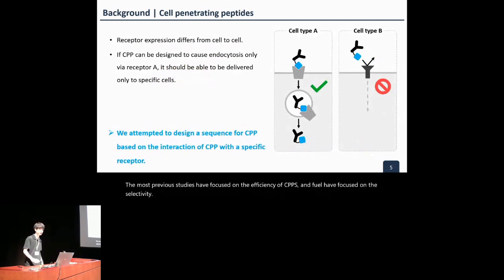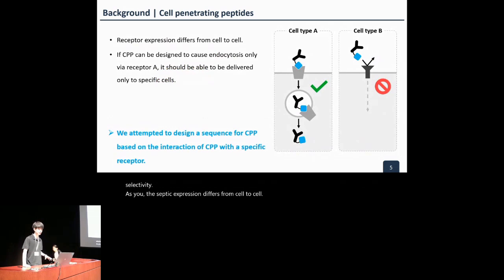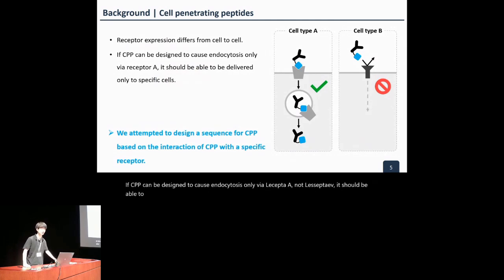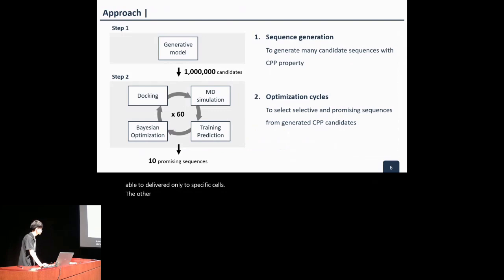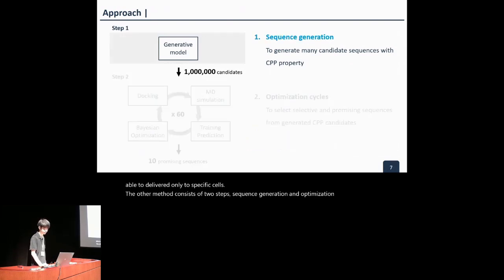As you know, receptor expression differs from cell to cell. Some cells have a lot of receptor A, while others have receptor B. If a CPP can be designed to cause endocytosis only via receptor A, not receptor B, it should be able to deliver only to specific cells. Our method consists of two steps: sequence generation and optimization cycles.